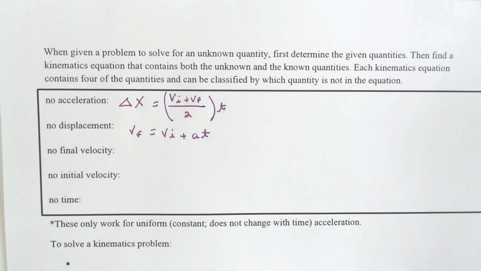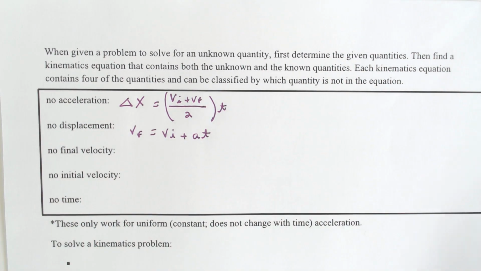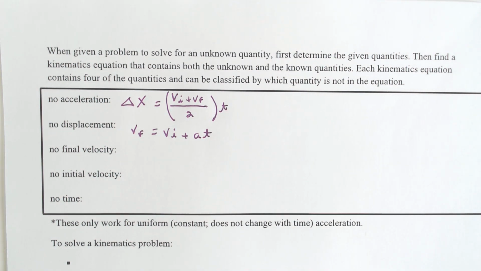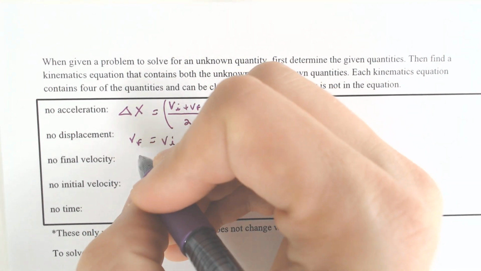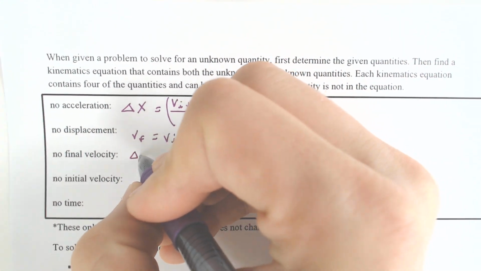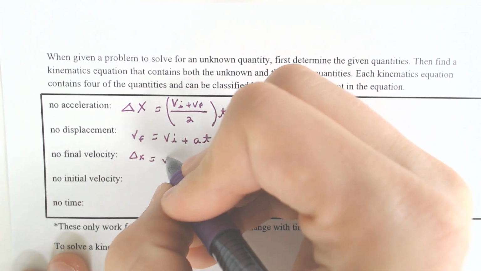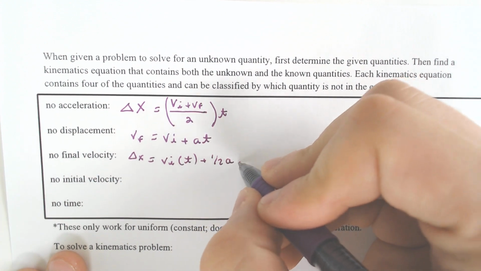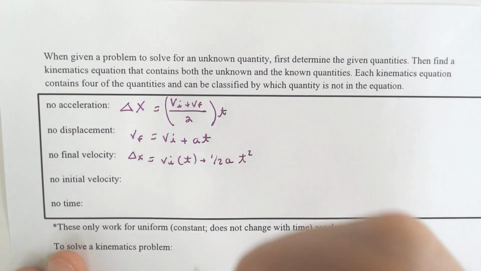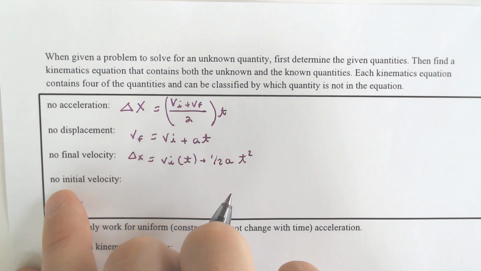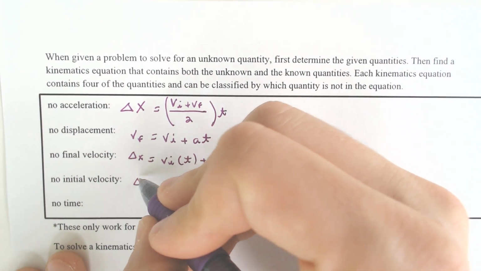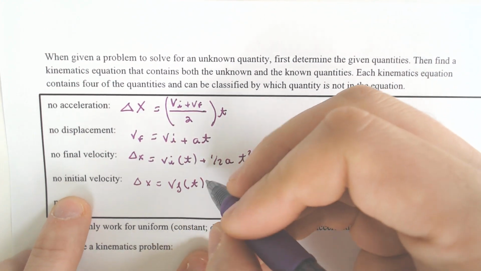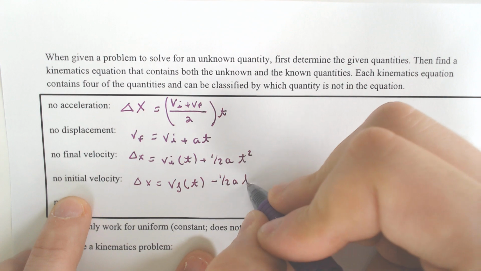All right? The main two that we're going to be dealing with right now are the no final velocity versus no initial velocity, and these are as follows. We are going to have delta x equal to Vi times t plus 1/2 a t squared, which is the no final velocity one. The no initial velocity one is going to be delta x equals Vf times t minus 1/2 a t squared.